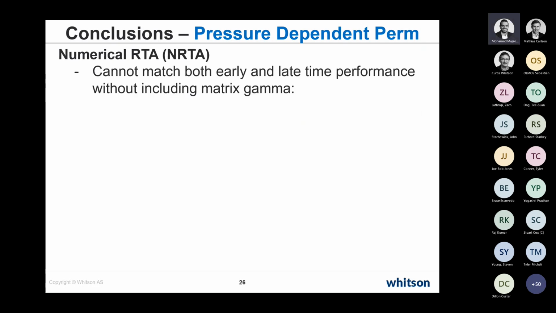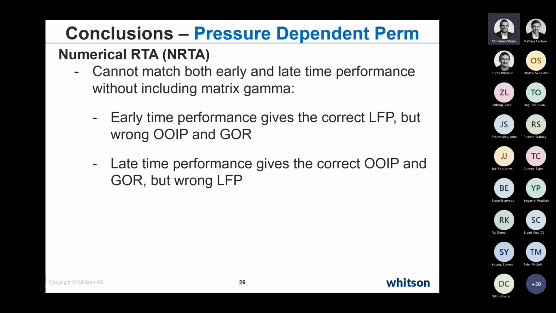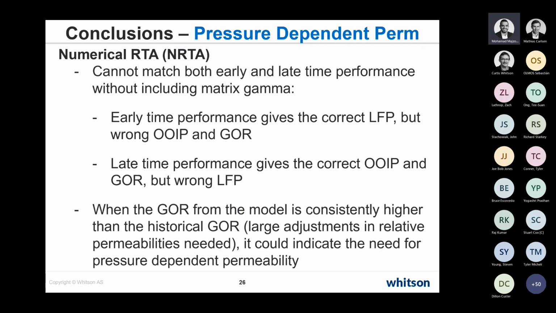And then when it comes to the numerical RTA, if you don't include the pressure-dependent permeability in the numerical RTA workflow, then you will not be able to match the early and late time performance of the well. If you try to match the early time performance, then you'll get the correct LFP, but you'll not have a good OIP or GOR. And if you try to match the late time performance, then the OIP will be correct, but the LFP will not be the correct one.